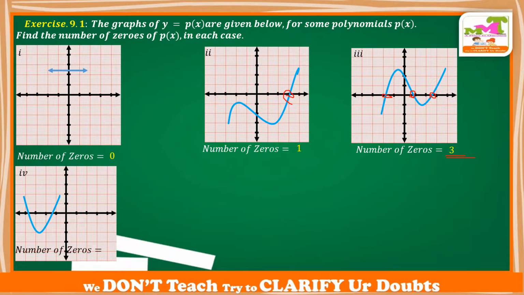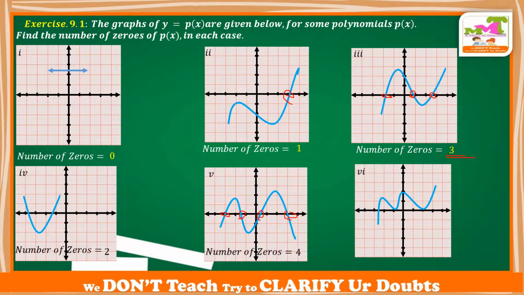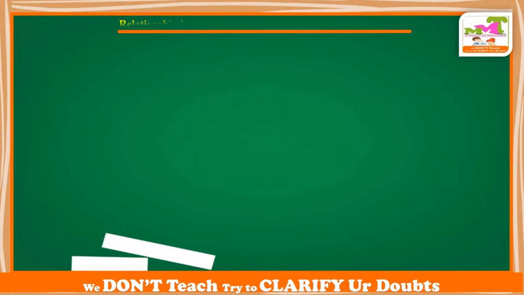In this case you're right, it's 2 times. In this case 1, 2, 3, and yes, 4. Number of zeros equals 4 in this case. It's like 1, 2, and 3. Yes, number of zeros equals 3. Come to the next point.